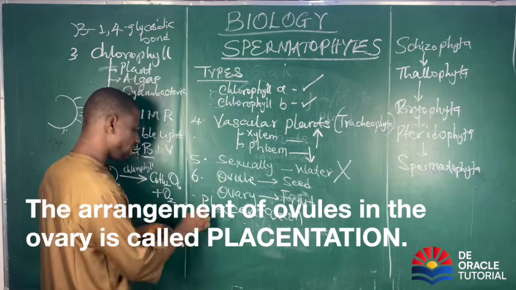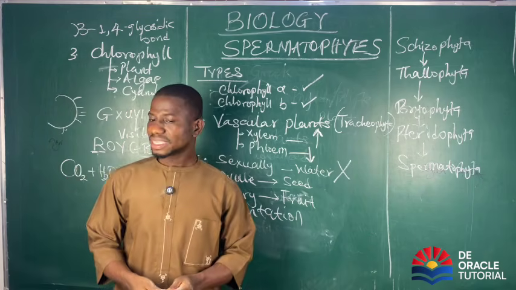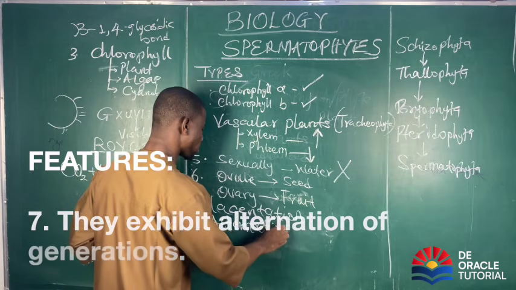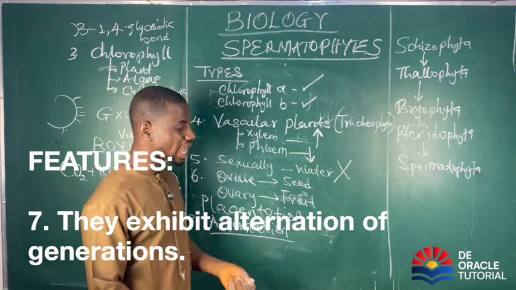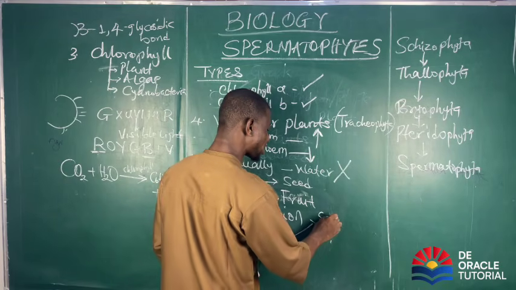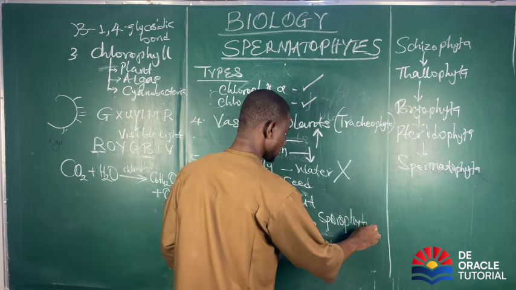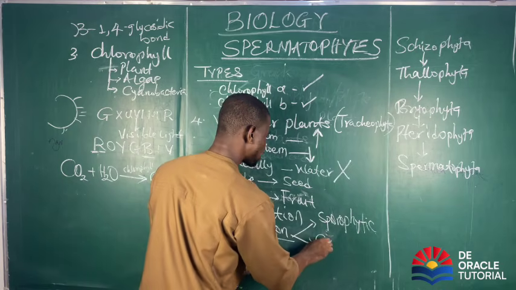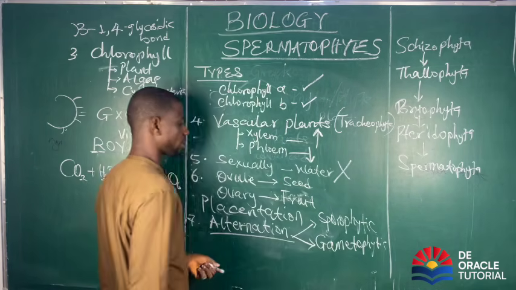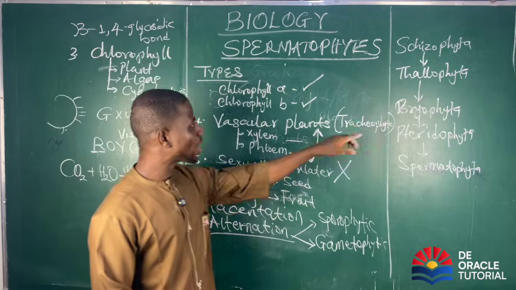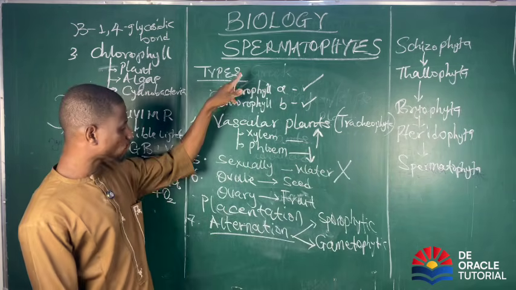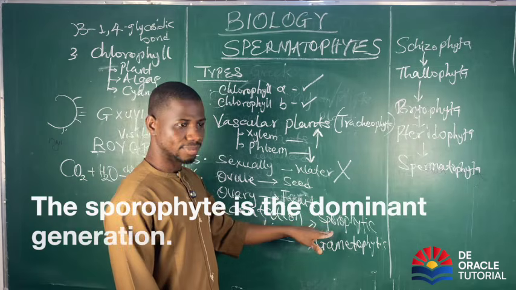Now we have the next point, and that next point says that they exhibit what is called alternation of generation. In this alternation of generation, they have, in their life cycle, different groups. They have a group called the sporophytic generation, and we have a group called the gametophytic generation. Now there is a difference. In bryophyte, the dominant group is the gametophyte. But in spermatophyte, the dominant group is the sporophyte. Does that make sense to you?